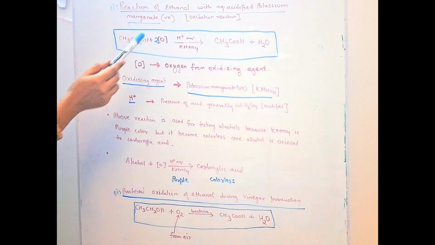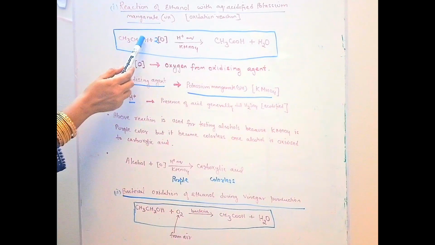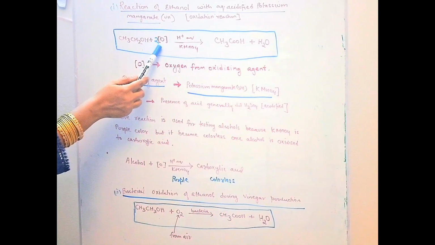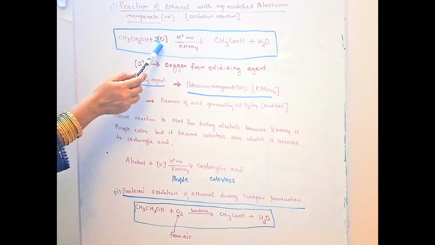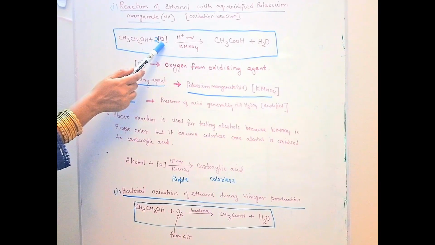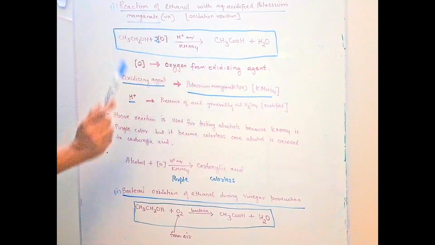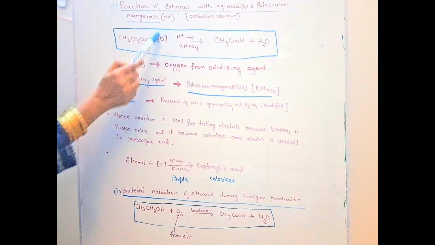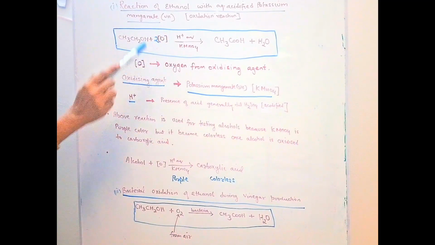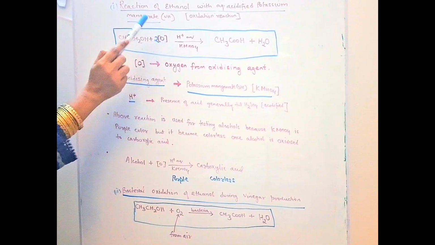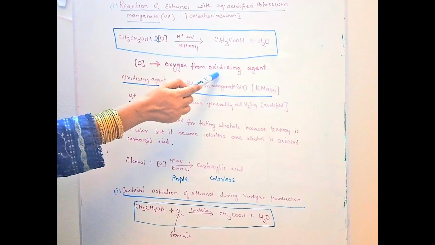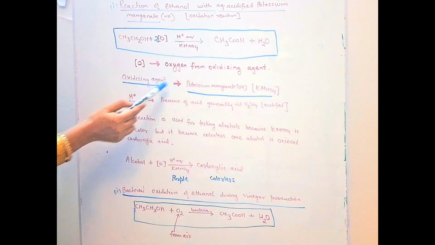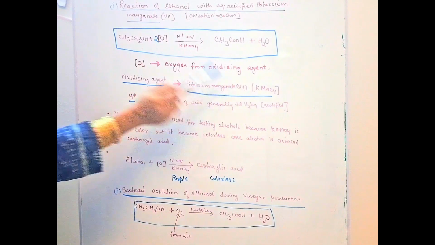So what happens when ethanol reacts with oxygen? Now you see this, when oxygen is represented in square brackets, it means this oxygen is coming from an oxidizing agent. This oxygen is not coming from air. Whenever oxygen is written in square brackets, it means it is coming from an oxidizing agent. So which oxidizing agent are we using here? The oxidizing agent we are using here is potassium manganate.